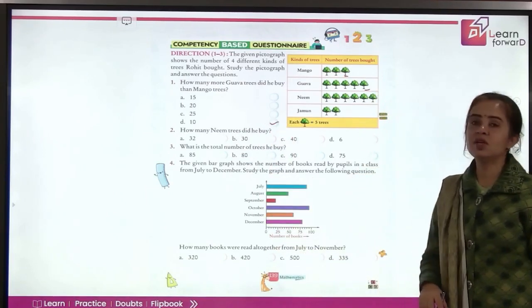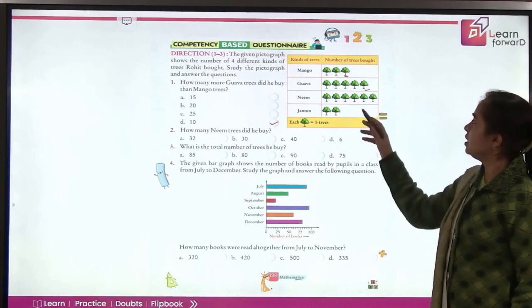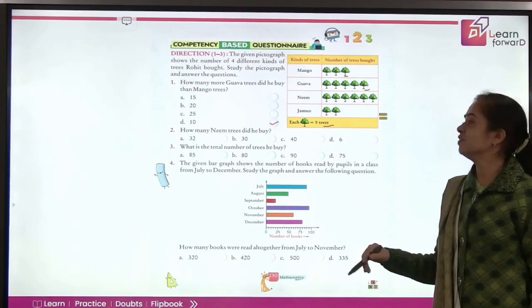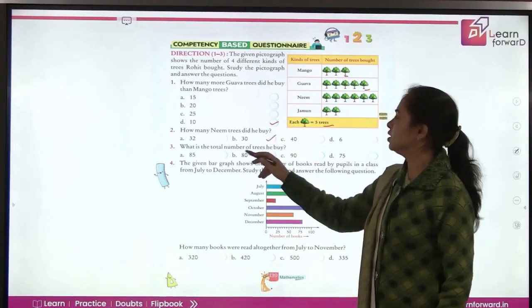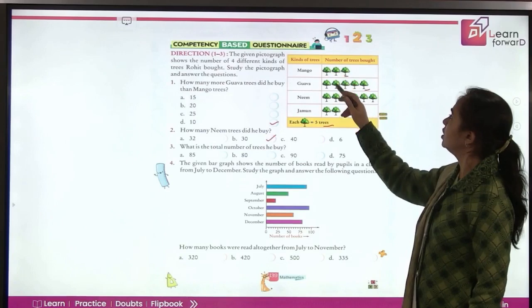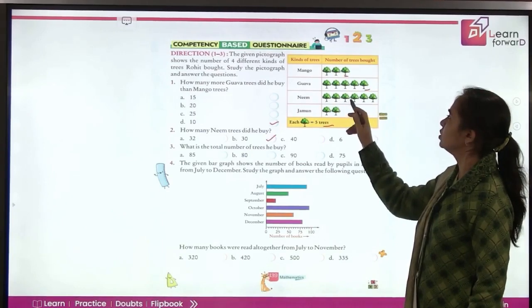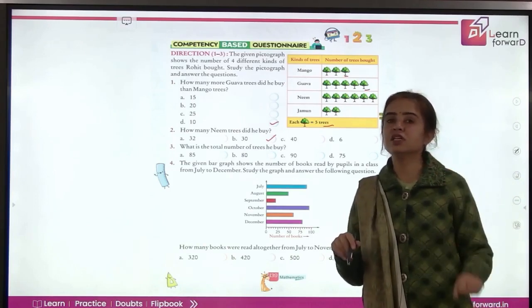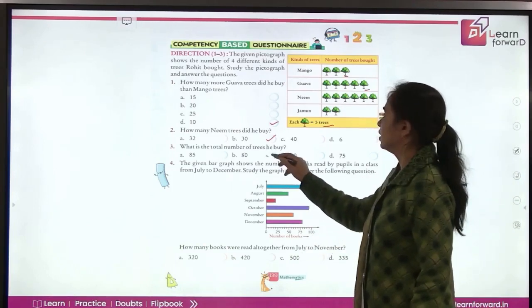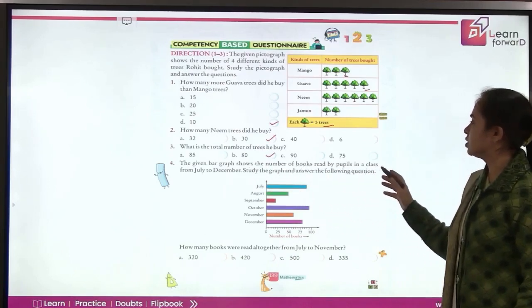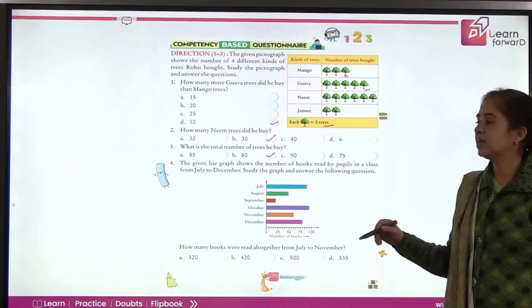How many neem trees did he buy? How many neem trees? There are 6 pictures. So 6 into 5 is 30. Perfect. What is the total number of trees he buy? Let's quickly count. 3 and 5, 8, and 2, 10, and 6, 16. And each picture shows 5. So 16 fives are 80 is the correct answer. Now here, the given bar graph shows the number of books read by pupils in a class from July to December.